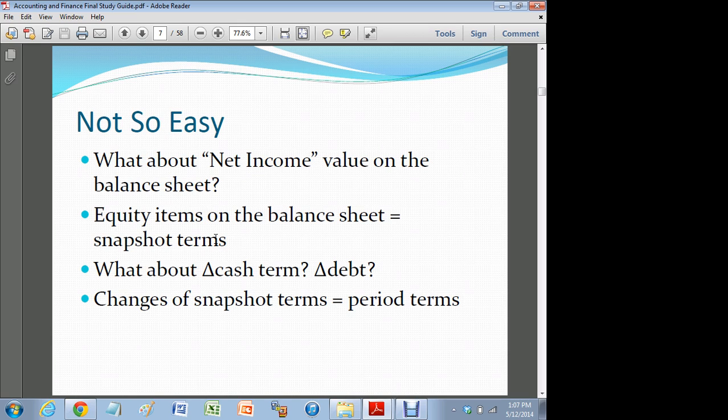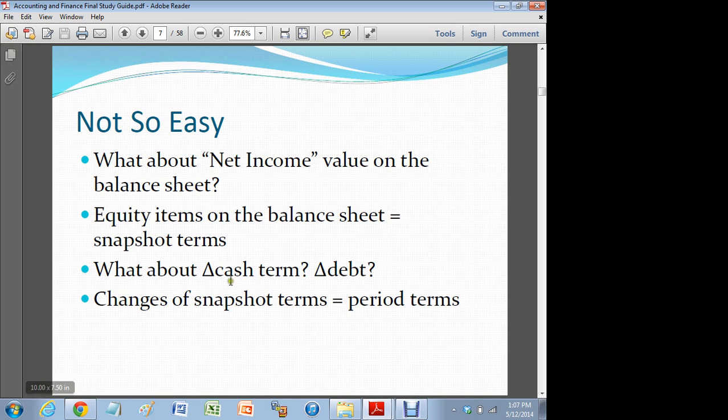On the other hand, this might not be as common, but if you see a change in one of these snapshot terms, a change of cash or a change of debt, then when you take two snapshot periods and take the change, you have a period term, just like you have a change in net income through a quarter.